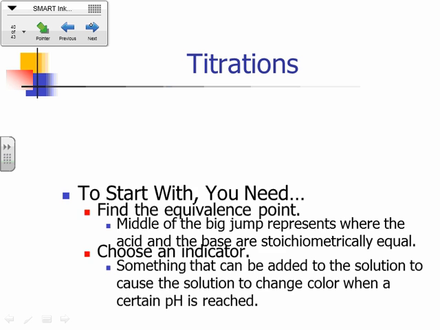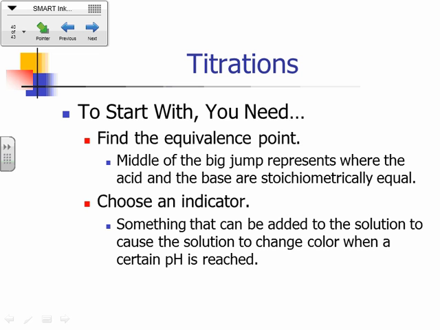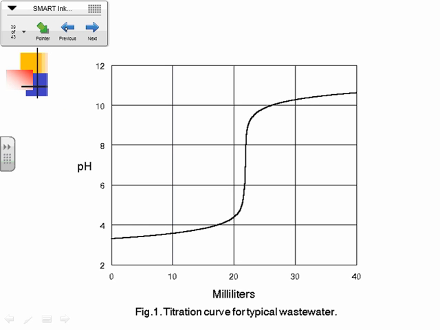All right. So now we need to do actual calculations. You want to find the equivalence point. The equivalence point is in the middle of the big jump, and that represents where you've added as much acid as you had base, or added as much base as you had acid, just depending. So right about here in the middle, that's our equivalence point. You guys see that? It's in the middle of that really steep curve there.